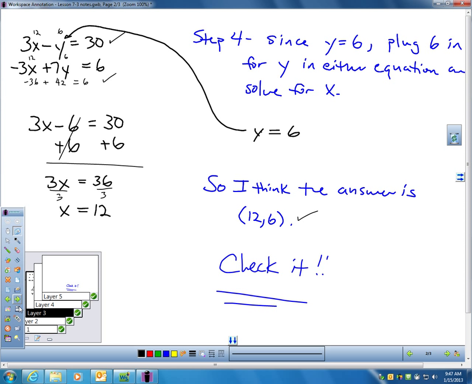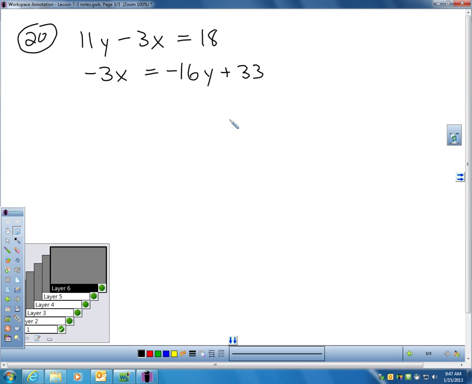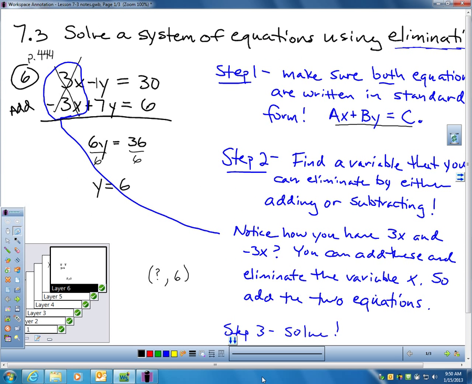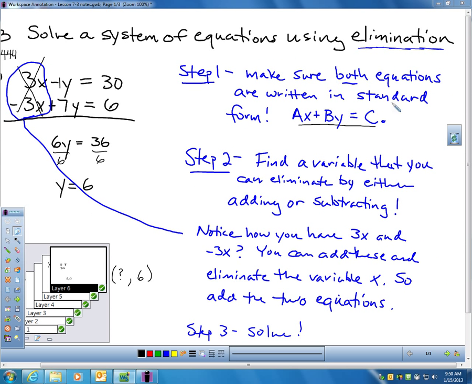I'm going to do one more, and I think you'll be happy. This will keep the video short. Let's go to number 20. Now remember, the absolute first thing you need to do is make sure each equation is in standard form. If you don't do that, this will get screwed up.